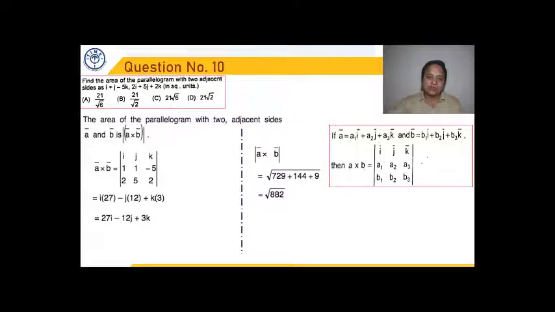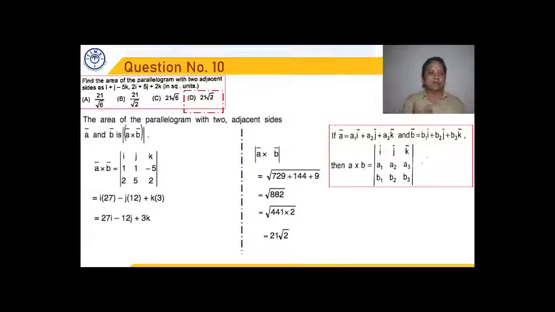And root 882 on factorization gives 441 into 2. 441 is the square of 21. So 21 square into 2 inside the root, 21 comes out of the root. We get the value as 21 root 2. If we carefully look at the choices, we had our answer as choice D. So the answer is 21 root 2.